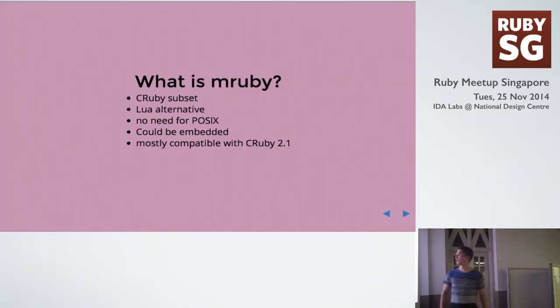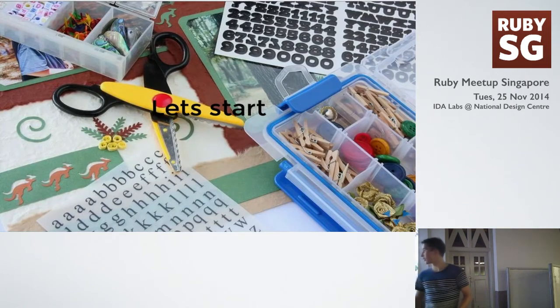Okay, so let's start. What is mRuby? It is a C Ruby subset which was created about 2 or 3 years ago. It's supposed to be a Lua alternative. It does not need POSIX, it just needs C99, so it works on more platforms. It can be embedded in a C or C++ application, and it's mostly compatible with C Ruby 2.1. It should work for most cases. Okay, so let's start.